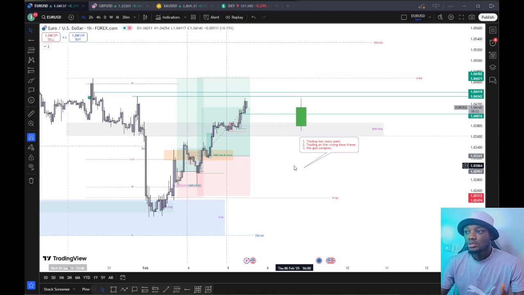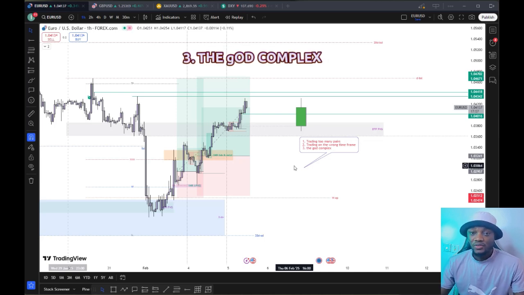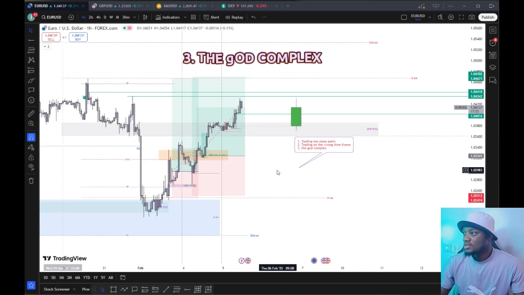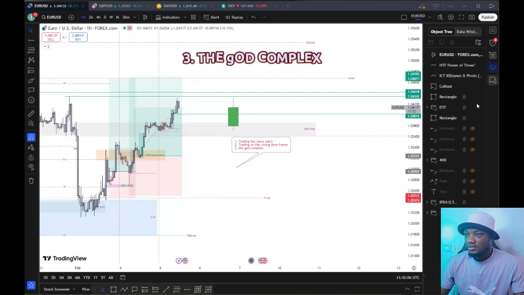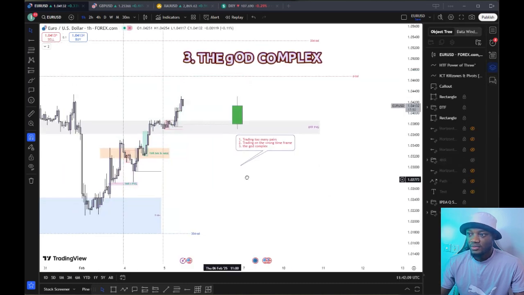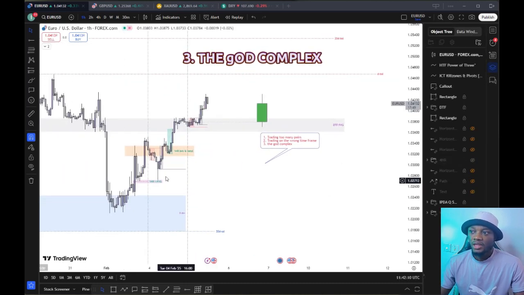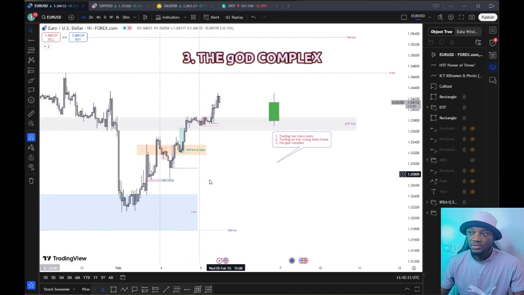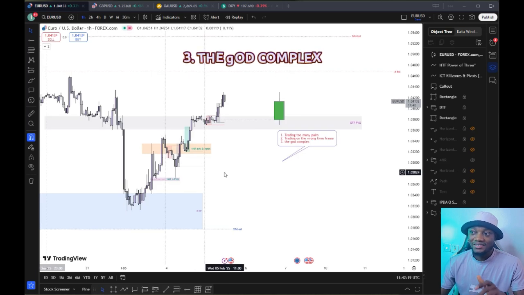So problem number 3 was, I developed the God complex. Now, the example of the God complex I'm going to show you is this. So this was yesterday's trade. I did want to be a buyer, so I just wanted to be a buyer below the Asian price. Now, where the God complex comes in is me trying to figure out the exact level at which the low will be formed yesterday or the high for today will be formed.